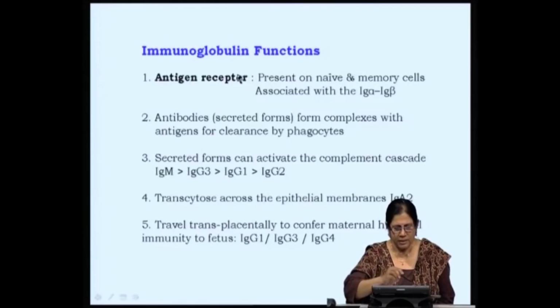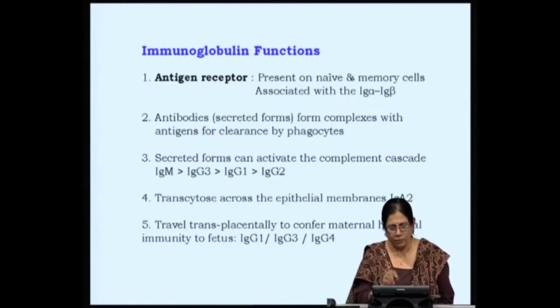In the plasma cells secrete antibodies. The secreted forms of immunoglobulin can form complexes with antigens, and these are very nicely cleared by phagocytes. The secreted forms can activate complement cascade, and like I said, my next lecture is going to be that, and the complement activation is a very important part of the immune system.